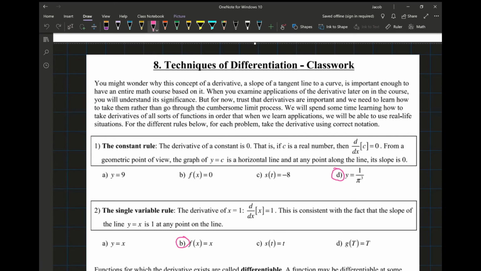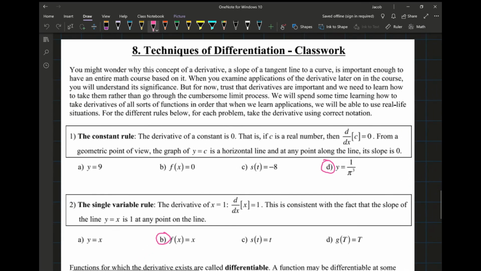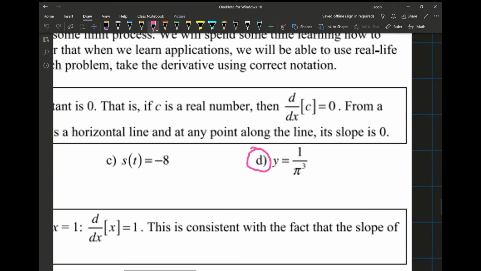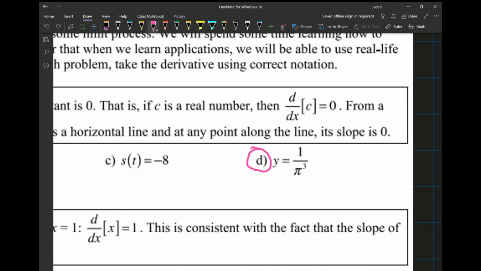So for these derivatives, you can see the page I got this from has a nice little explanation at the top, but it gives the rules and then some examples in context. The last example here is the derivative of just a number. 1 over pi cubed, that's just a number.